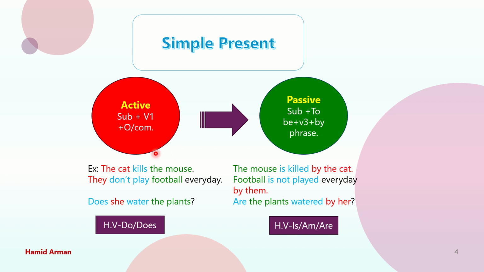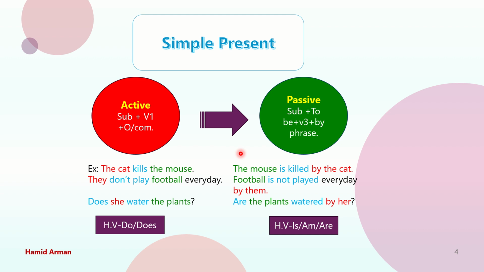The cat kills the mouse. The cat is the doer of an action, kills is the verb, and the mouse is the object, the receiver of an action. It is called active voice because the cat is the doer of an action. If we want to change to passive, we use the mouse as a subject. It means object as a subject. The mouse is killed by the cat. With the mouse we use is because the mouse is singular.